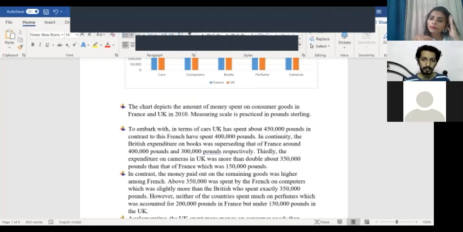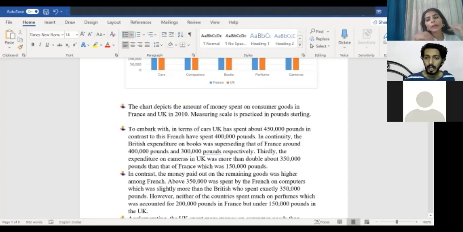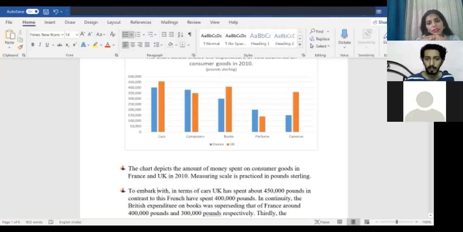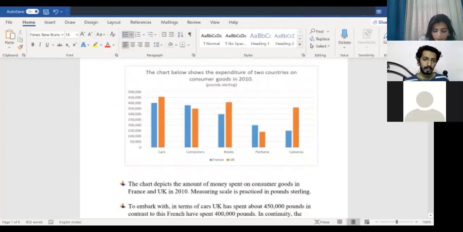So yes, the first thing is to embark. In terms of cars, UK has spent about 450,000 pounds, in contrast to the French that have spent 400,000 pounds. So सबसे पहला मैंने जब ये point देखा, it is not important to read it from here. Like if you see that जो सबसे ज़रूरी point है वो books है, and this part is over here, then you mention books. जो भी आपकी मर्जी हो उस हिसाब से you read the graph and you explain the graph. Okay. So upon reading, I thought this is the highest expenditure in this whole graph.